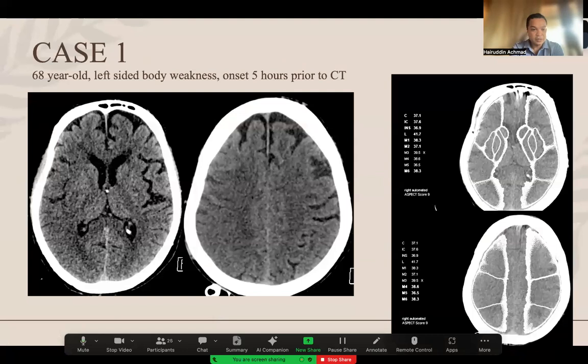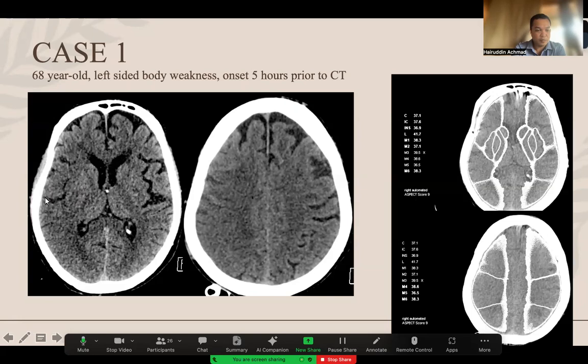This patient is 68 years old, with left-sided body weakness, onset 5 hours prior to CT. So this is beyond the conventional thrombolysis window; we take it as 4.5 hours. First we assess at the basal ganglia level. Because of left-sided body weakness, try to look at the right side: the caudate nucleus, internal capsule, lentiform nucleus, insular region. We do not really see any hypodensity, nothing also in the M1, M2, and M3 region.